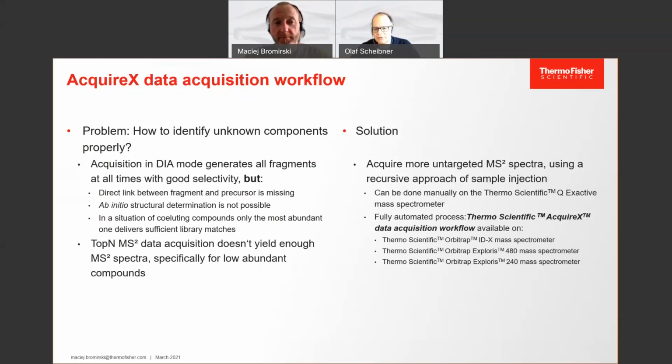So what we want is to acquire more untargeted MS2 spectra, and we will use a recursive approach of sample injection. You can do this manually on AcquireX active systems, but you will spend a lot of time on that. It's quite tedious work. So we fully automated this in the workflow called AcquireX. It's available on the Orbitrap IDX, and it's available on the Orbitrap Exploris 480 and 240 as a standard feature, and it is, as mentioned, an option on the Orbitrap Exploris 120.